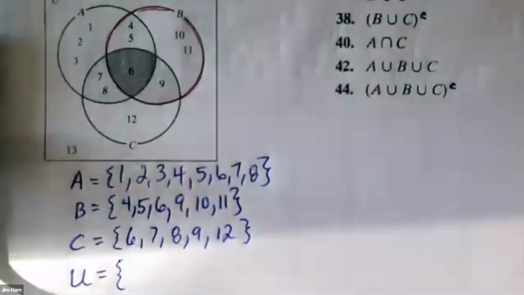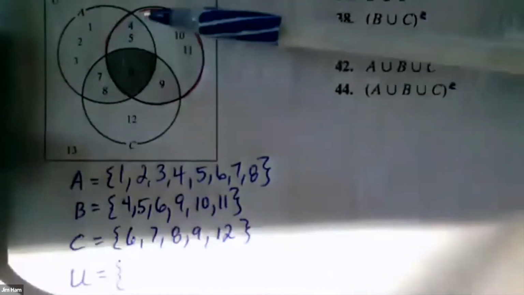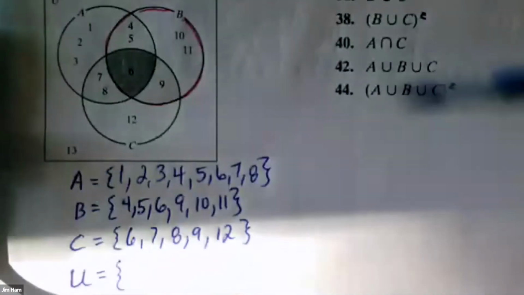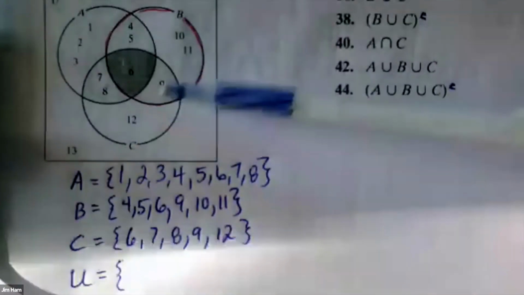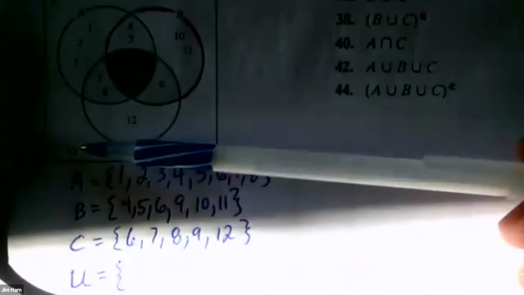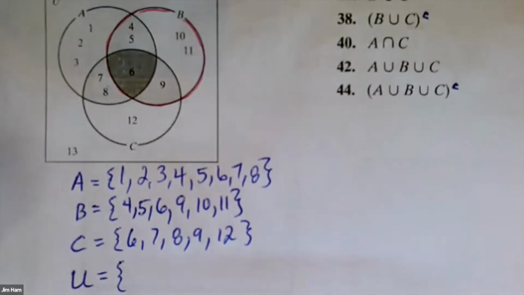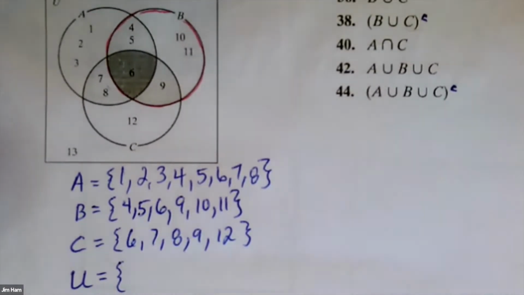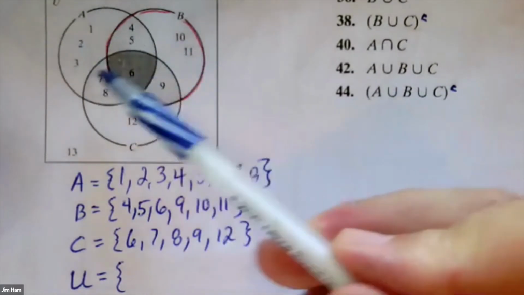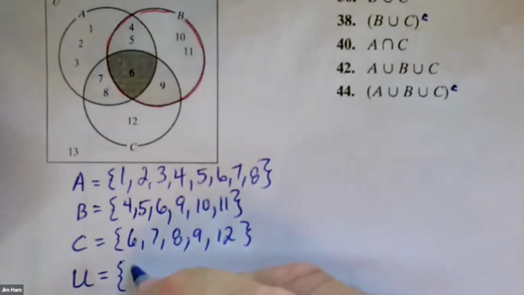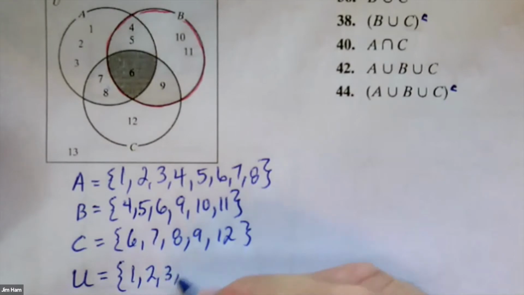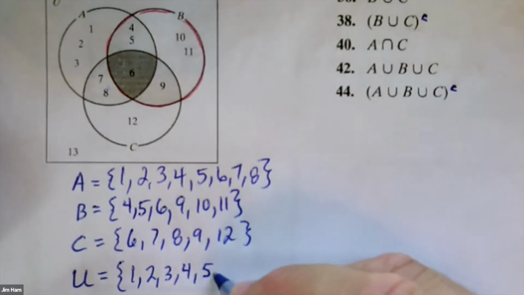And the last one is the universal set, and I'm just going to look at all of the elements in the rectangle. So most of them are inside the circles, but there's also the element 13. 1, 2, 3, 4, 5, 6, 7, 8, 9, 10, 11, 12. Okay, so all the numbers between 1 and 13 inclusive.